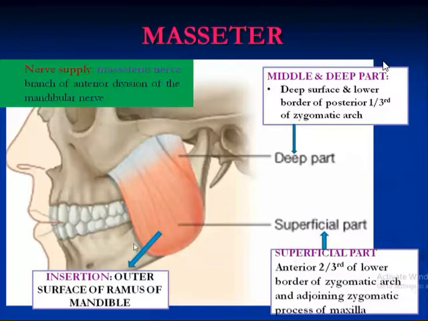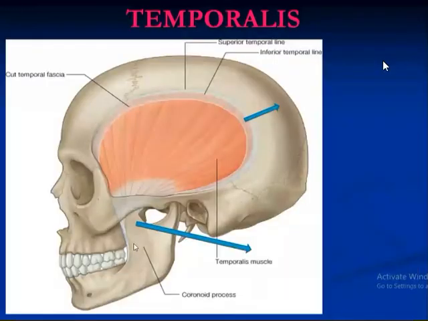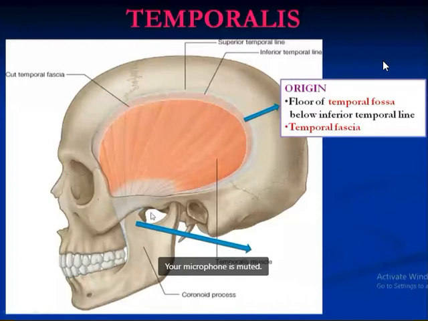Now next is the temporalis. It arises from the temporal fossa below the inferior temporal line. We have the superior temporal line and the inferior temporal line.